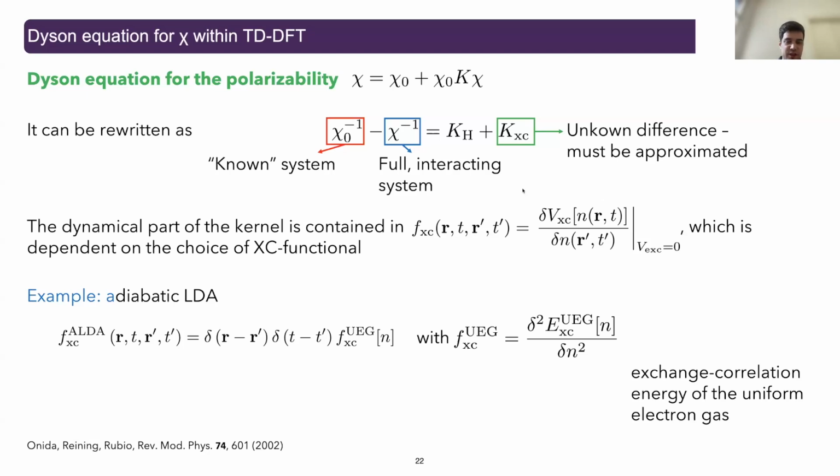Now, I want to emphasize that this sort of approach is something that you will be seeing in the next lecture of the school, where the difference between the known system and the unknown system is assumed to be a small correction to be approximated. For instance, if you take adiabatic LDA, the kernel is replaced by a local static function, which is the second order derivative of the exchange correlation energy of the uniform electron gas.